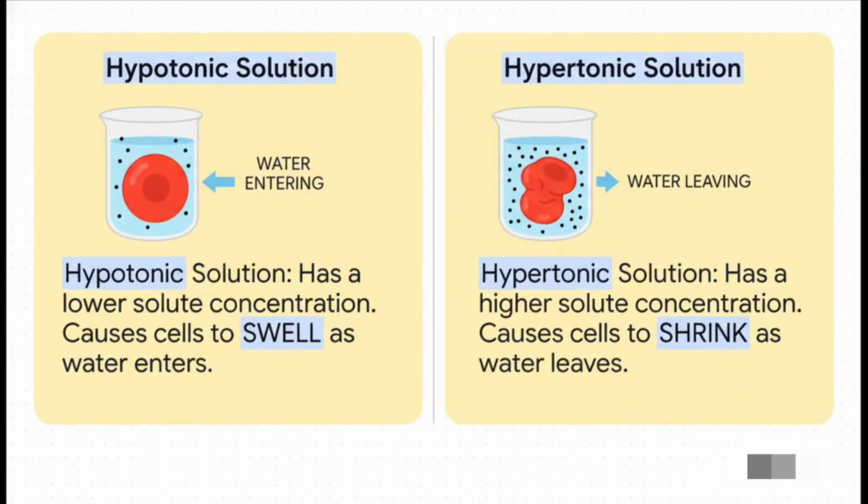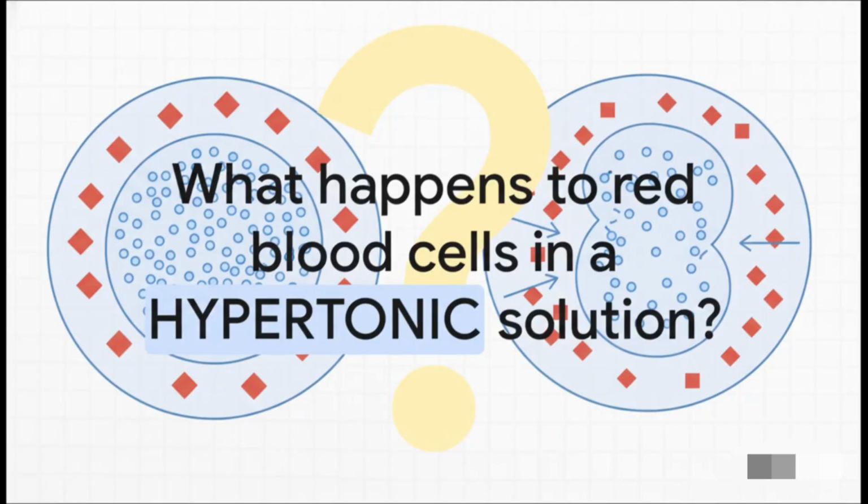Now, this idea of tonicity is absolutely vital for you to understand, especially when it comes to IV fluids. A hypotonic solution is kind of watered down compared to our cells, so water rushes into the cells and makes them swell up like a balloon. On the flip side, a hypertonic solution is super concentrated, so it literally sucks the water out of the cells, causing them to shrink.